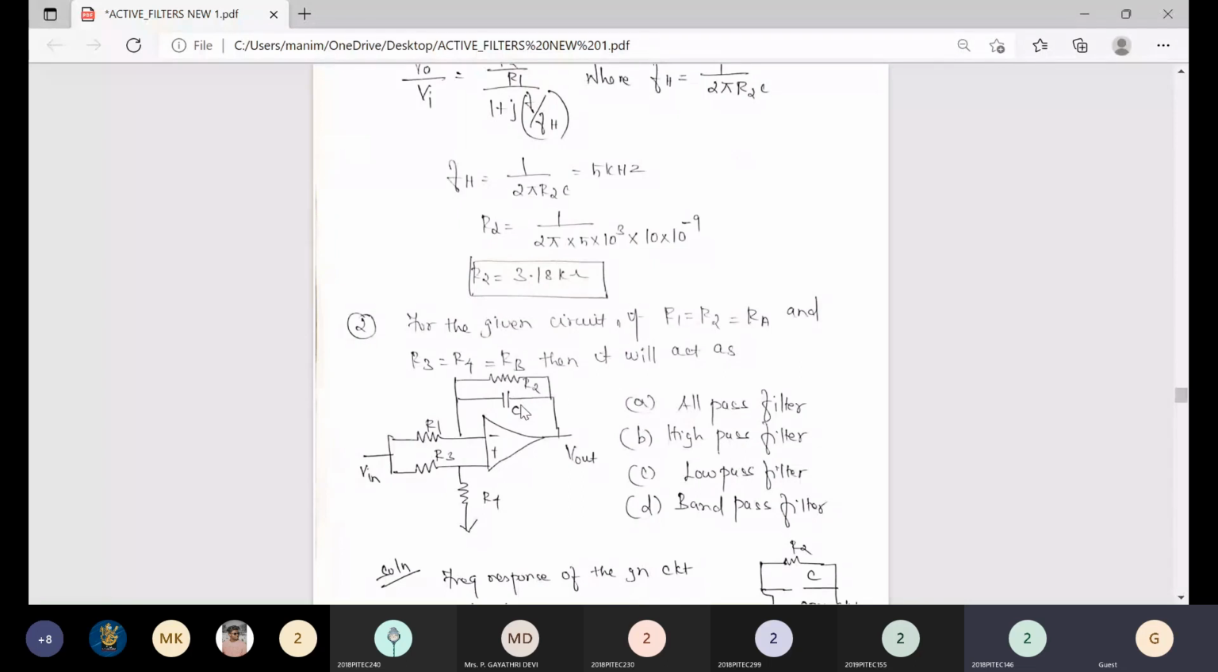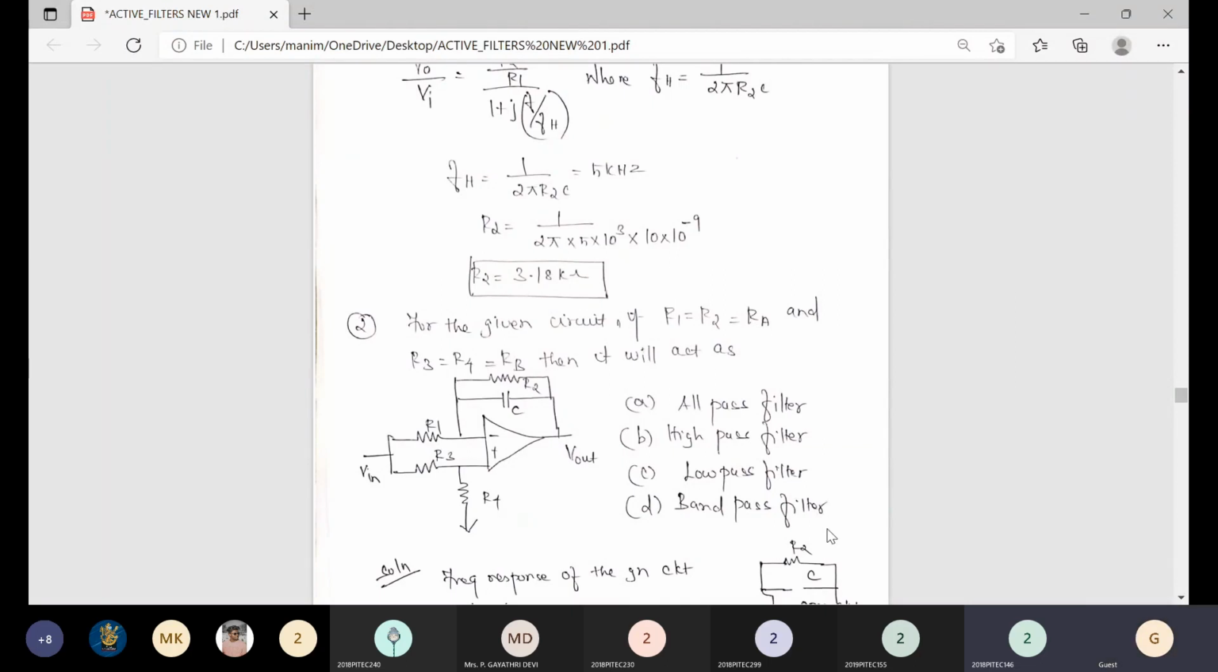They give one circuit, with R3 equal to R4 equal to RB. Here the question is whether this filter acts as an all pass filter, high pass filter, low pass filter or band pass filter. How do we find the filter? Here the input is applied, the output is fed back to the capacitance, and then we have one resistance.